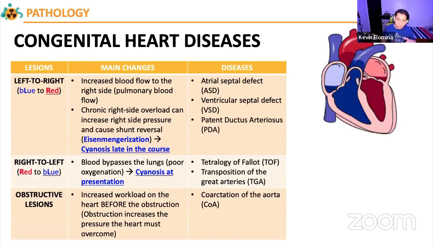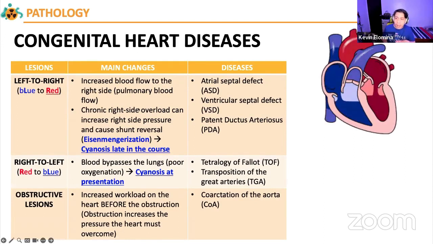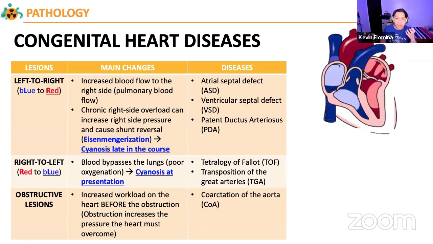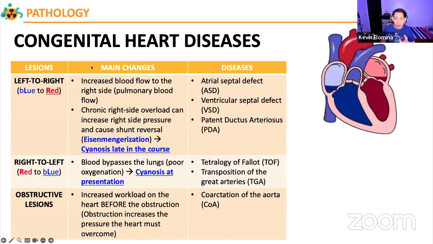Okay? Now, for congenital heart diseases, we have three groups, no? Your left-to-right shunts, right-to-left shunts, and the obstructive lesions. So for left-to-right shunt, these are your acyanotic, no? These are your acyanotic congenital heart diseases. Now, because there is increased blood flow to the right side of the heart, there is increased blood flow to the lungs. And that is bad.